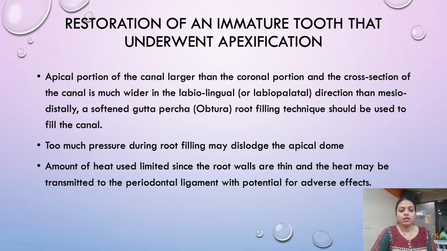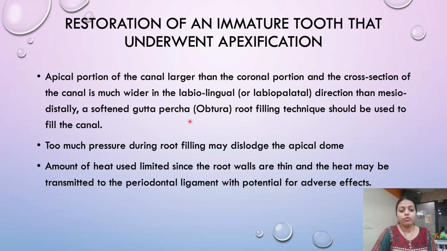Now, restoration of an immature tooth which undergoes apexification. It has been recommended that these teeth should be strengthened by the use of an intracanal acid-etched composite resin. The apical portion of the canal is larger than the coronal portion, which is also referred to as a blunderbuss canal, and the cross section of such a canal is usually wider in the labiolingual or labiopalatal direction than mesiodistal, because root walls are thin.